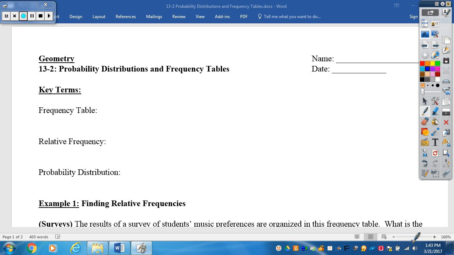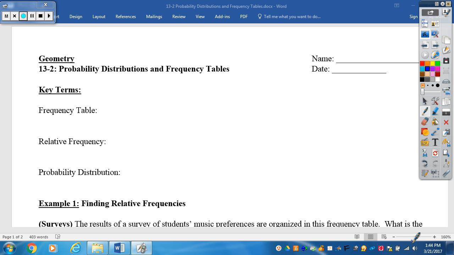I put down here as a reference example 1. If you look down at example 1, you've got that frequency table, and types of music preferred: rock, hip hop, country, classical, alternative, and other. People have come along in this survey and answered these questions, and so you can see how many of each type of music were preferred by the people surveyed.